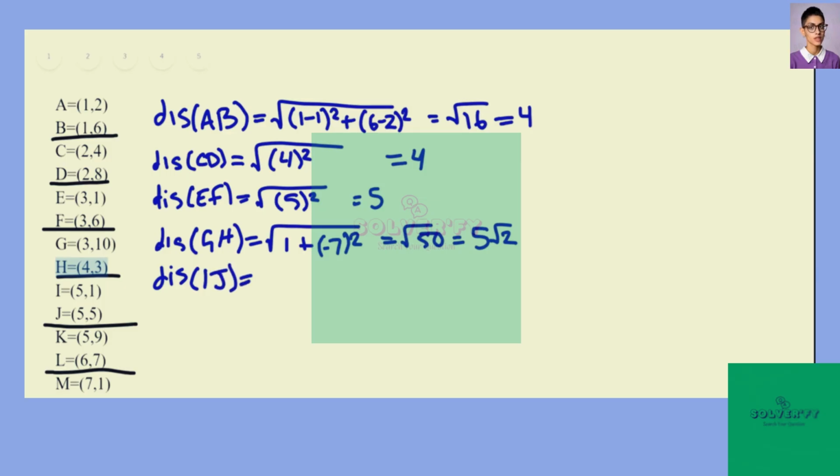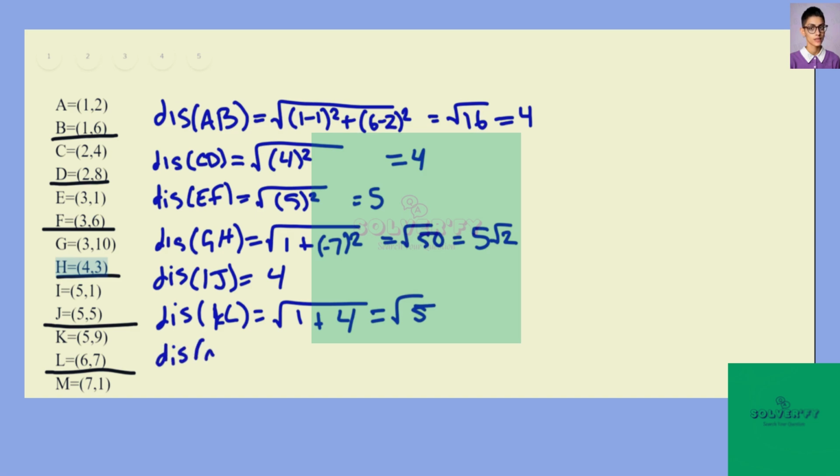is going to be 4 again, because the 5 minus 5 equals 0, and then we get a 5 minus 1. So 4 square root of 4 squared is 4. The distance from K and L is going to be the square root of 1. So 6 minus 5 is just 1. Squared is 1, and then plus 2 squared. It's going to be 4, so this is the square root of 5.